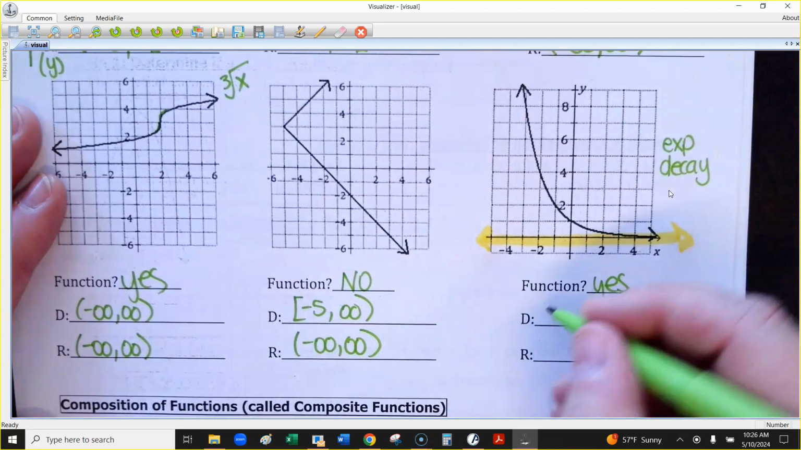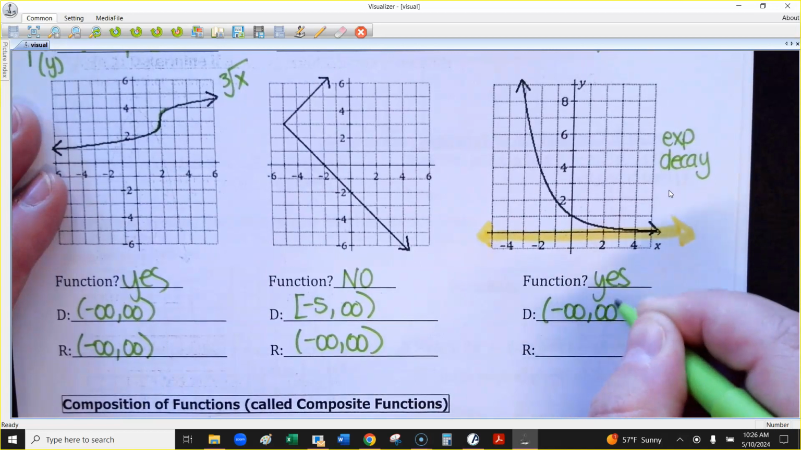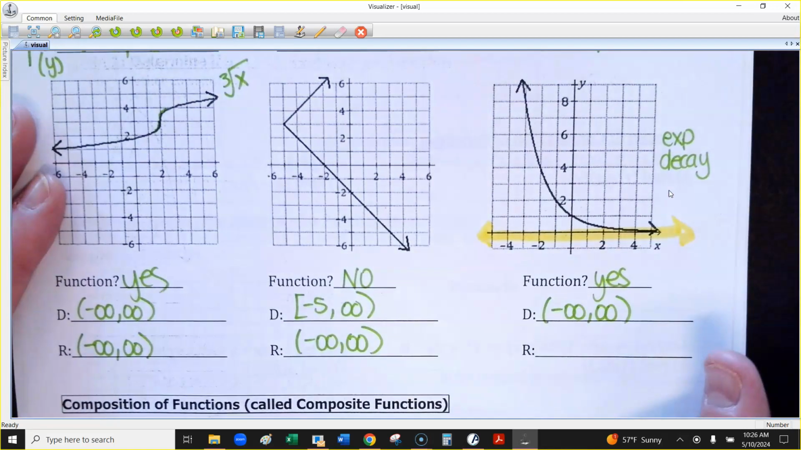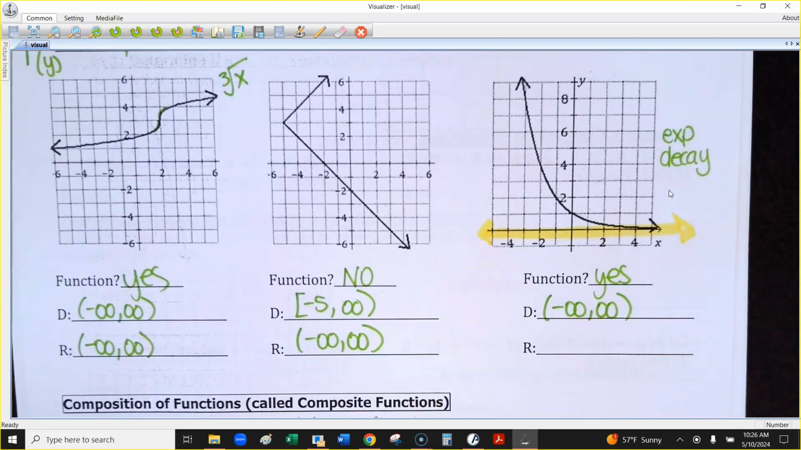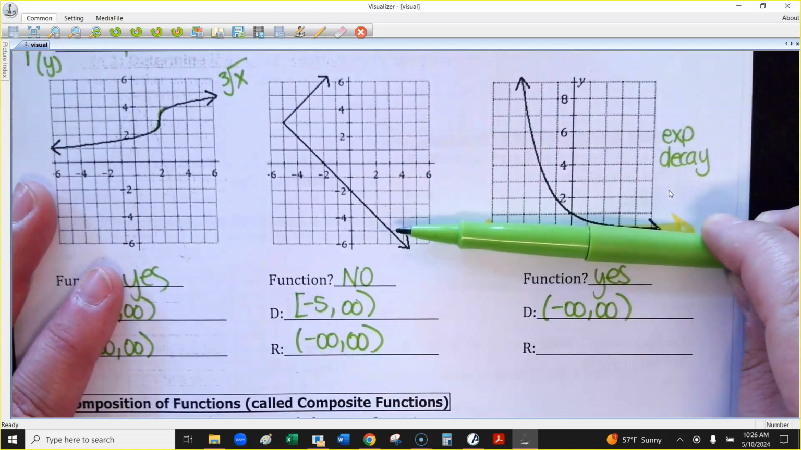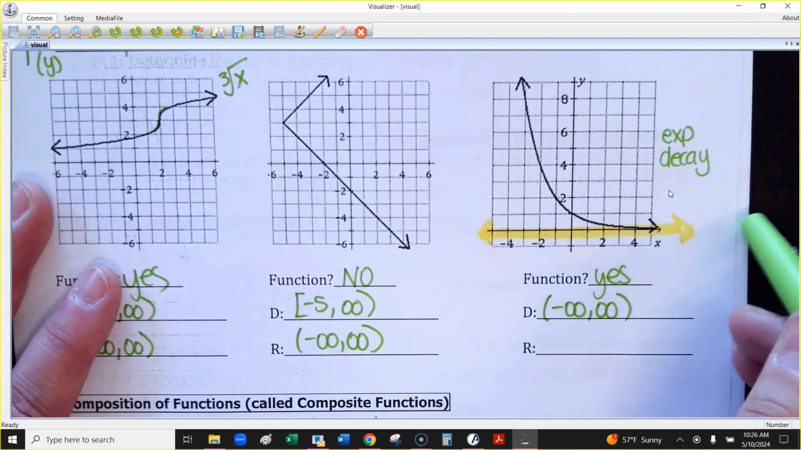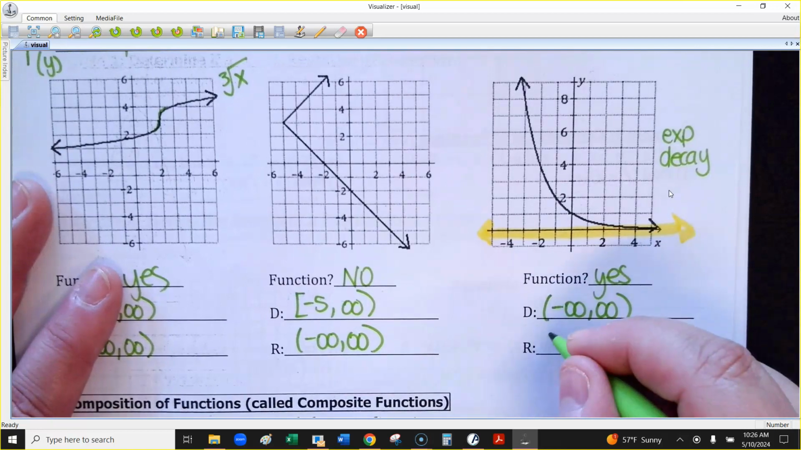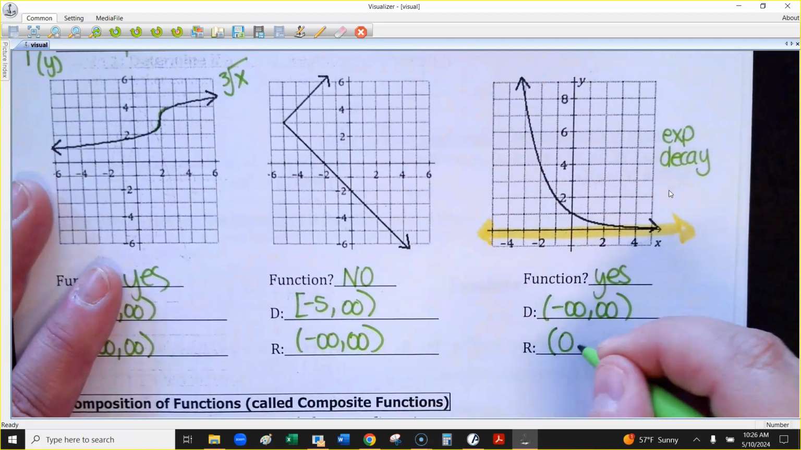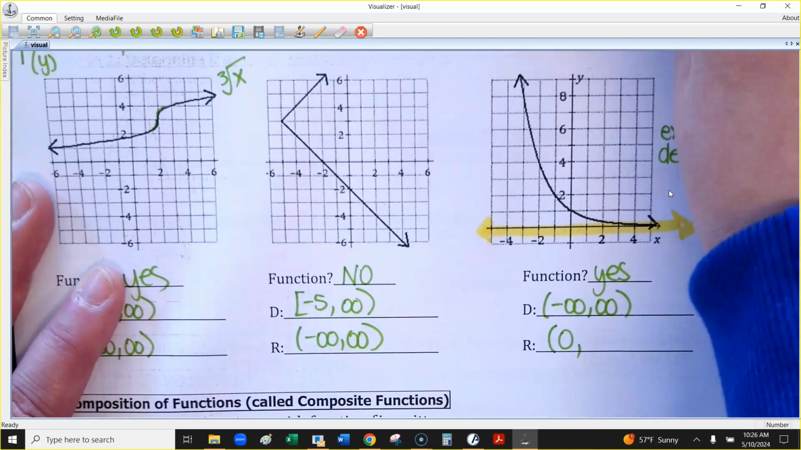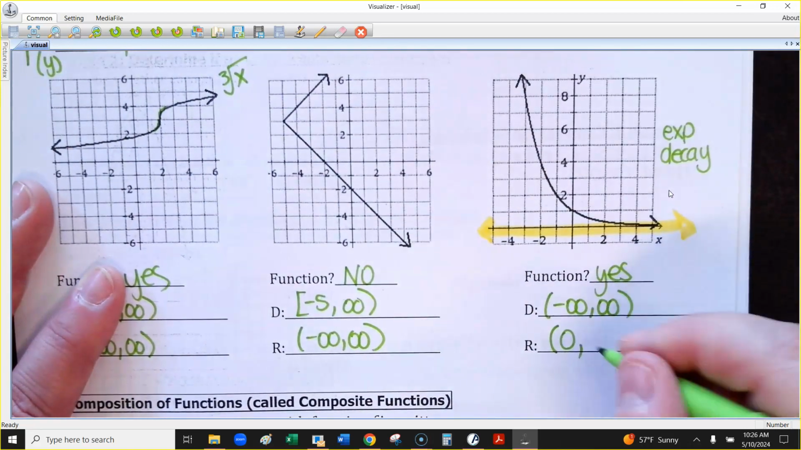So when I write my domain here, the domain is easy. This is just negative infinity to infinity, because this side's going to go left forever, this side's going to go right forever. The tricky part for exponential functions is going to be the range. You're not going to touch any part of that graph till you hop over the x-axis. It looks like it's right on it, but it's technically not. It just gets smaller, smaller, smaller, but it never becomes 0. So you actually use a parenthesis. You don't use a bracket here. So the bottom of that graph would be 0. And then all the y values, everything else goes up forever on that left side. So you would cover every y value to infinity going up on the left there.